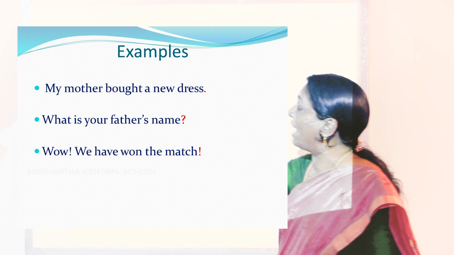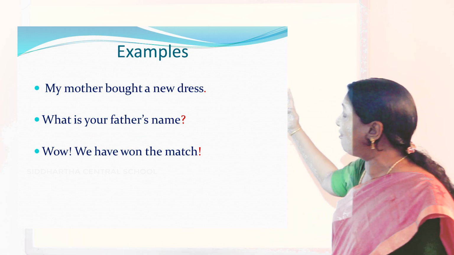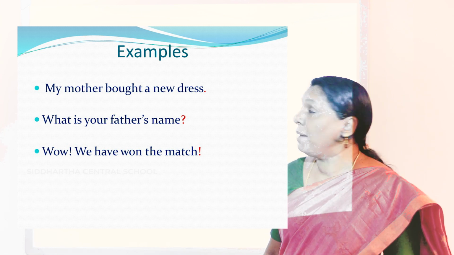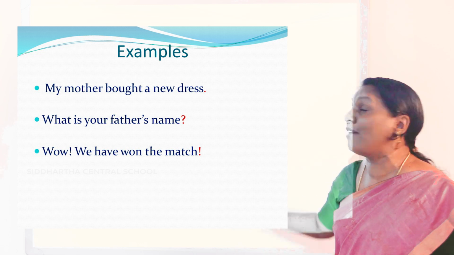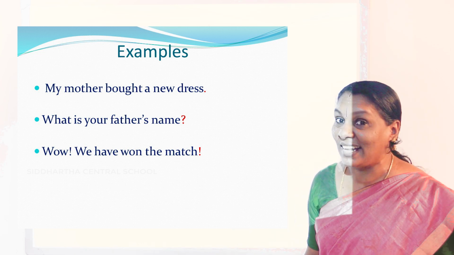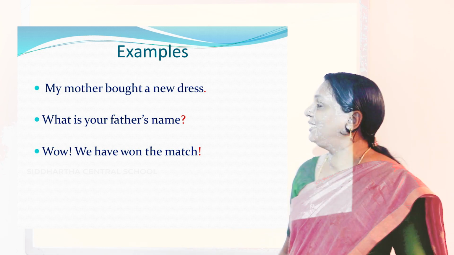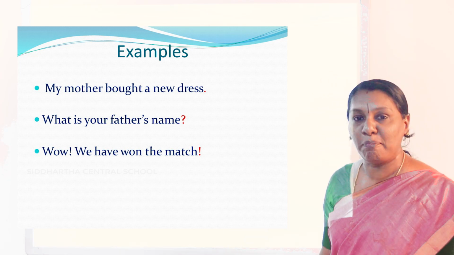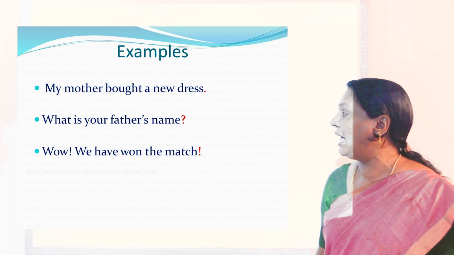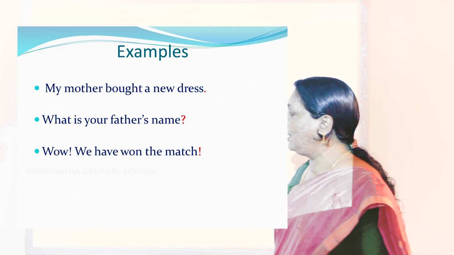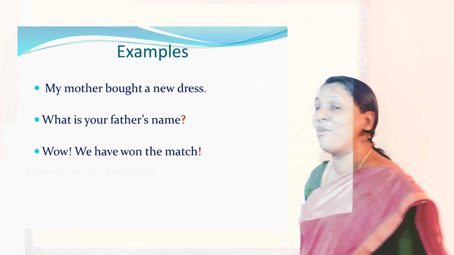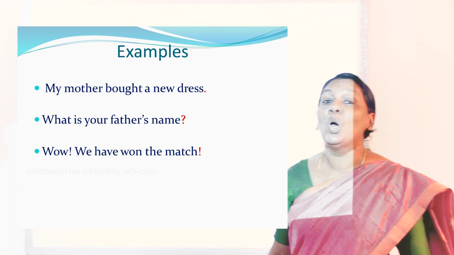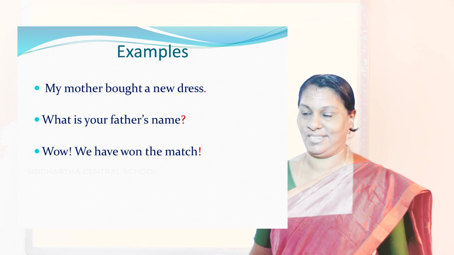Look at these sentences. I have started with a capital letter and after every sentence there is a punctuation mark. The first sentence, my mother bought a new dress. I have used the full stop over there. Can you see that? Look at the second example. What is your father's name? There, I have used a different punctuation which is a question mark. Let us move on to the third example. Wow, we have won the match. There, I have used another punctuation mark which is an exclamation mark.